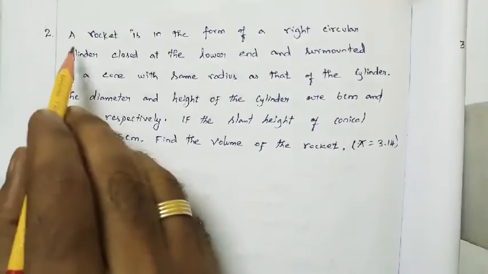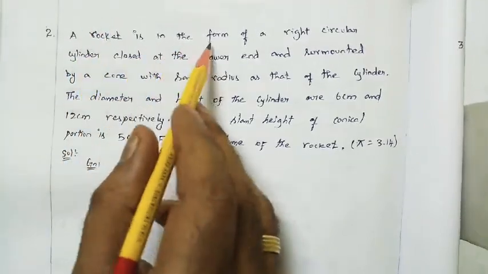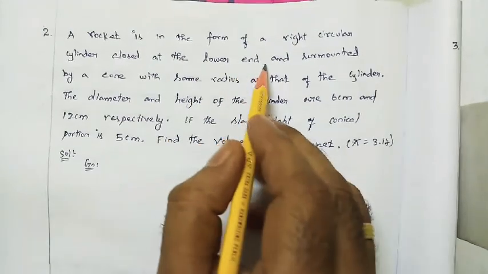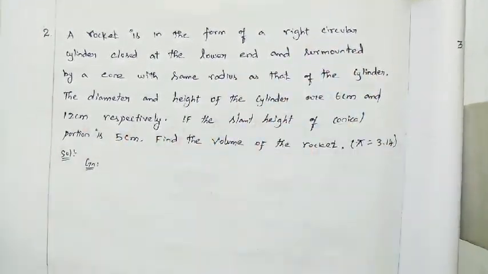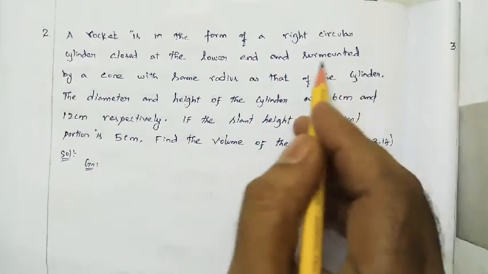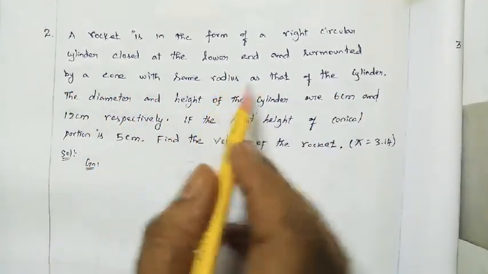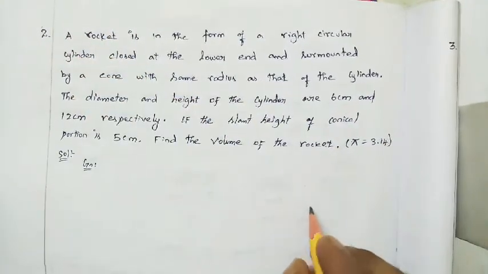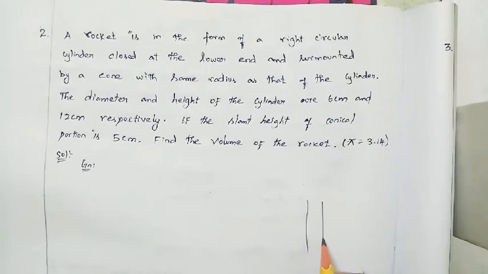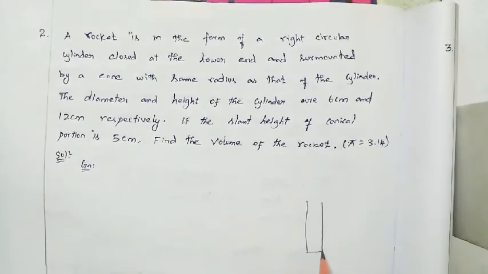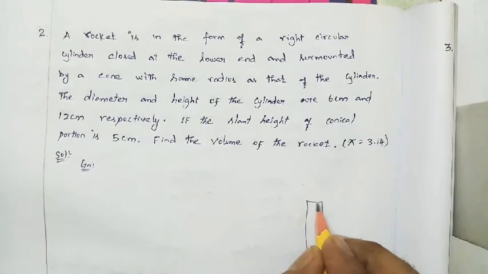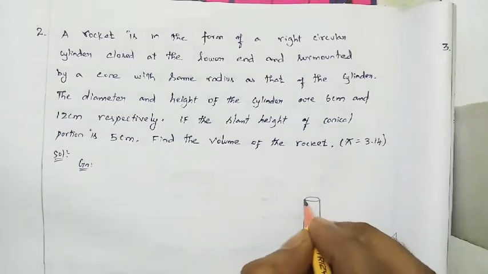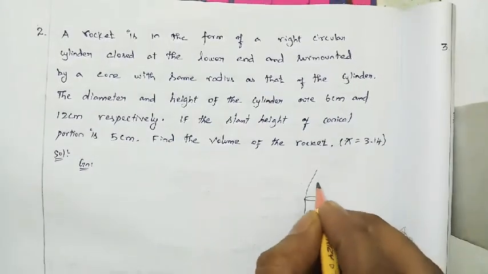Sum number 2, a rocket, right? A rocket is in the form of a right circular cylinder closed at the lower end, and surmounted by a cone with the same radius as that of the cylinder, right? So a rocket is in the form of a cylinder, right? In the base, it has been closed, right? Surmounted by a cone.